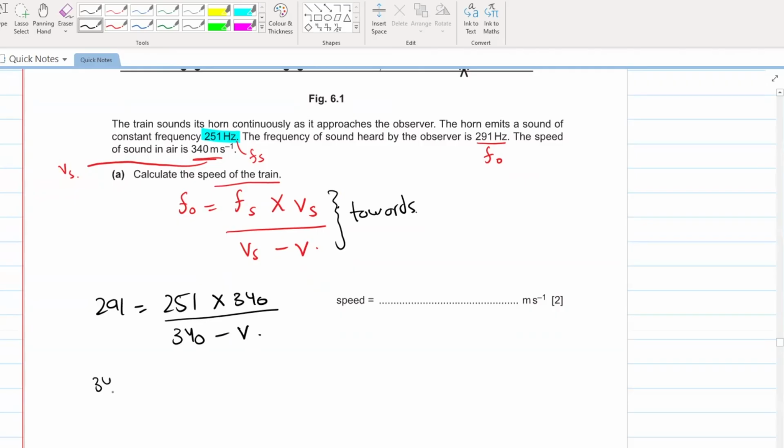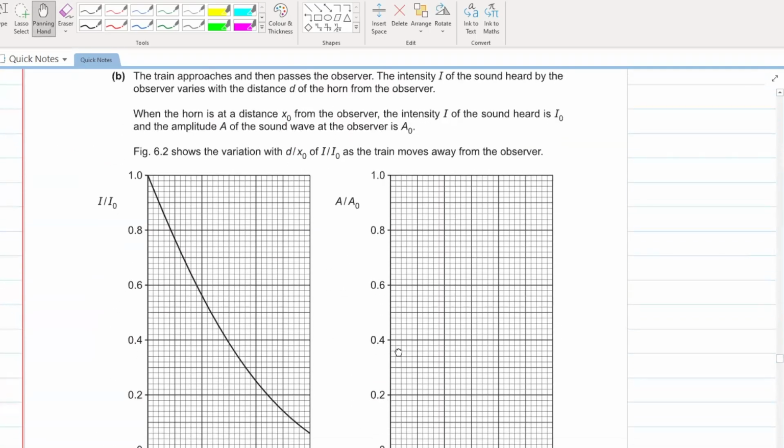Yes. 340 minus V is equal to what? 251 into 340 divided by 291. Perfect. Let's calculate this answer. 340 minus 251 into 340 divided by 291. What does your velocity come out to be? Velocity comes out to be 46.7 m s^-1. Perfect. Let's further move ahead.